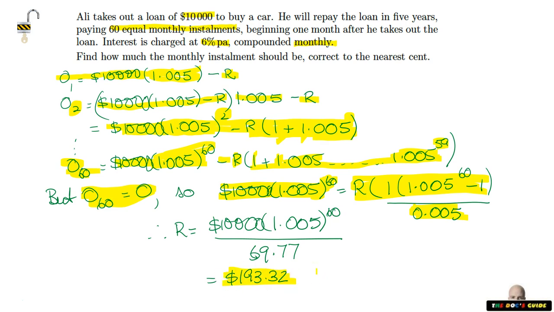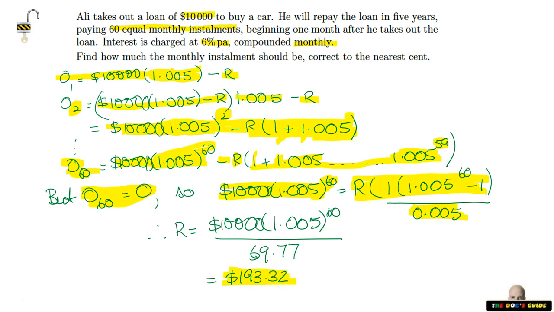$193.32. Now there's a final check to see whether your answer makes sense or not, which is to take your $193.32 and multiply it by 60, the number of payments. It's got to obviously amount to more than 10,000, and sometimes it will amount to significantly more than what you borrowed, because we are having large amounts of money for long periods of time.